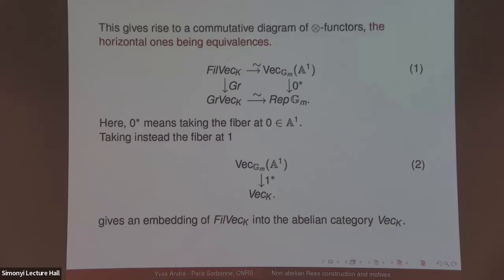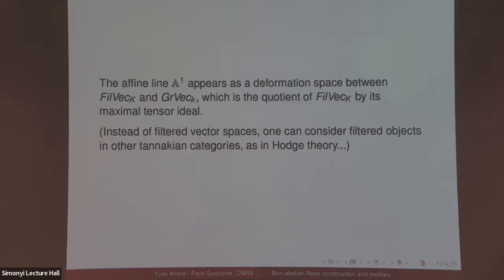So, of course, the affine line here appears clearly as a deformation space between the category of filtered vector spaces and graded vector spaces. And the category of graded vector spaces, in fact, is just a quotient category of filtered vector spaces by its maximal tensor ideal. So an ideal in this talk is just a set of morphisms which is stable by composition and by tensor product.